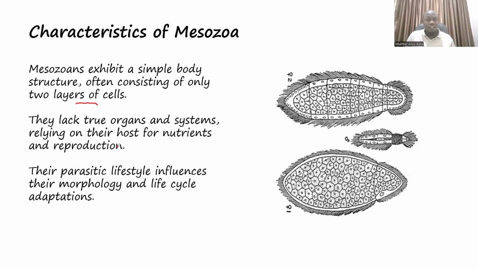So their parasitic lifestyle influences their morphology and life cycle adaptation. It means that their morphology and life cycle adaptations are influenced by their lifestyle. So their lifestyle is what actually influences how they look, that is their morphology, and also how they adapt to the environment.